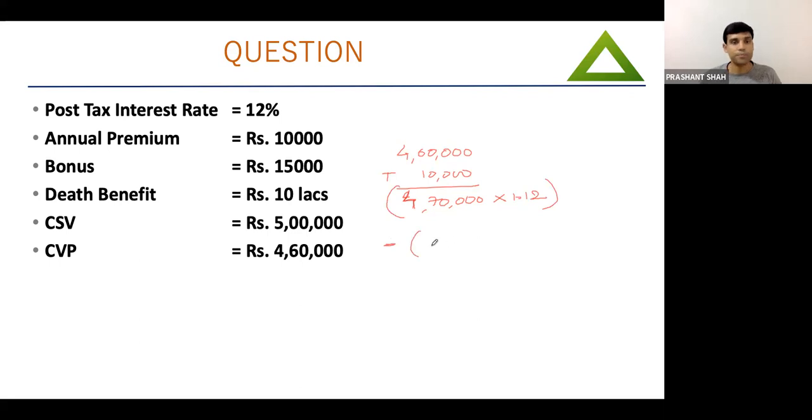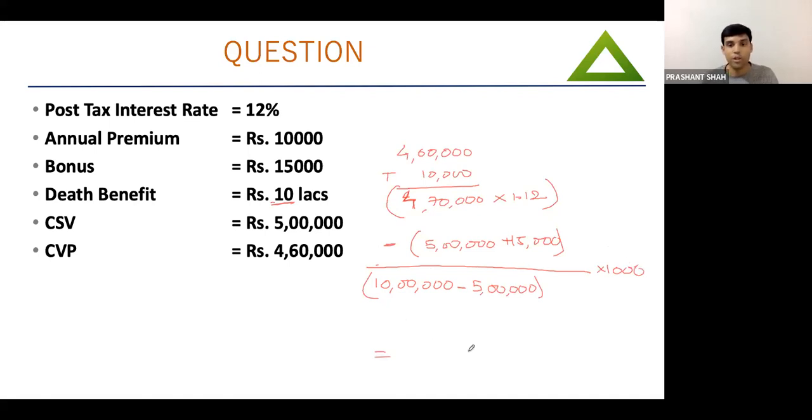Subtract from this the surrender value at the end of the year, that is 5 lakh, plus the bonus, that is 15,000. This makes your numerator. And now finally, this difference is to be divided by the sum assured, that is 10 lakh, minus the surrender value at the end of the year. And finally multiply this with 1000. This is going to give you the cost of the policy per thousand.